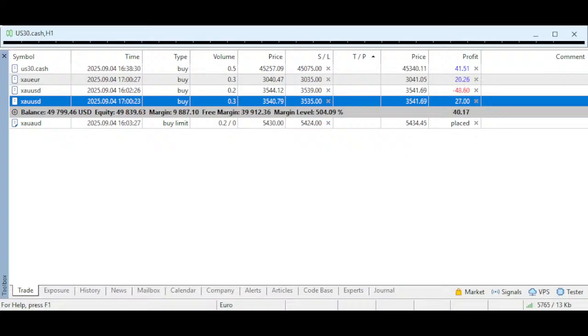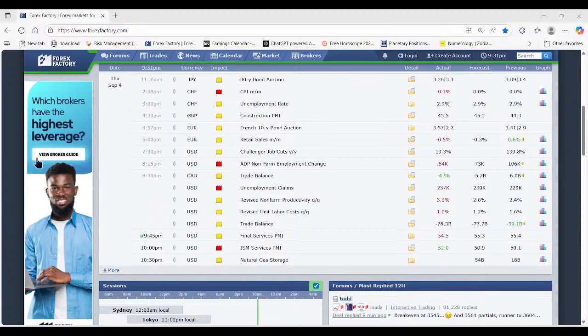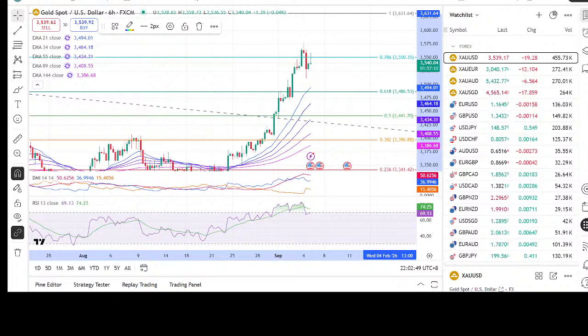Okay, I think the reason the gold came off just now was the ISM services PMI, which came out stronger than expected. The market was expecting 50.9 and it came out at 52. So that is the reason we have seen a sudden drop in gold, and we just have to see whether this market is stabilizing.